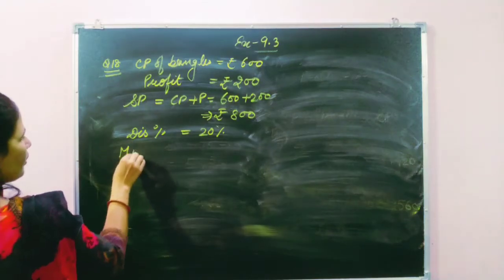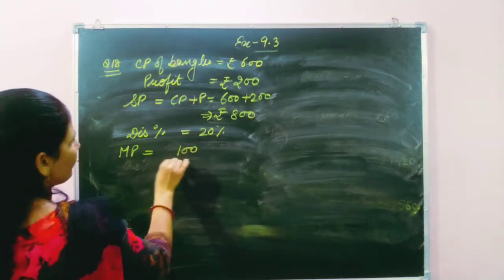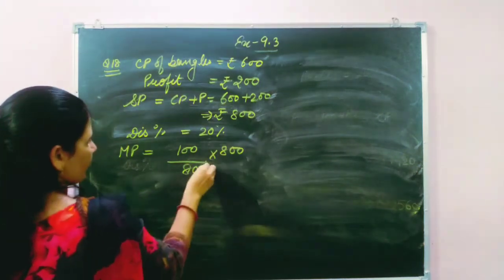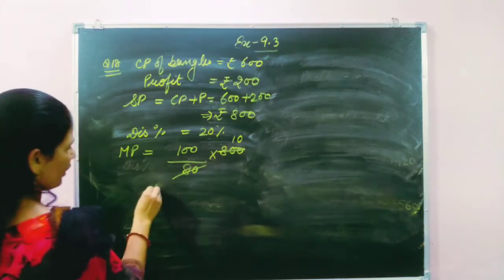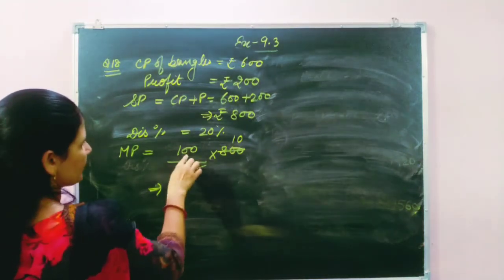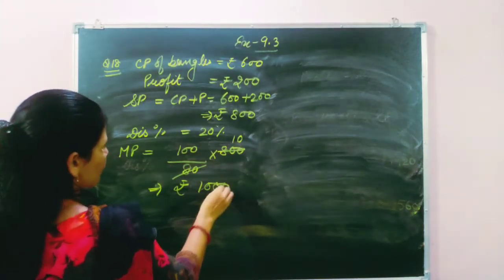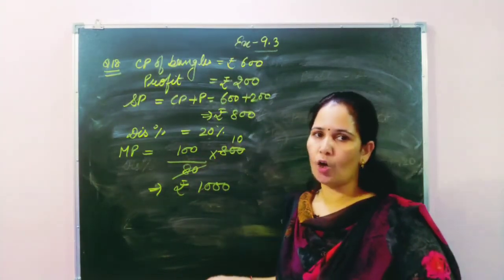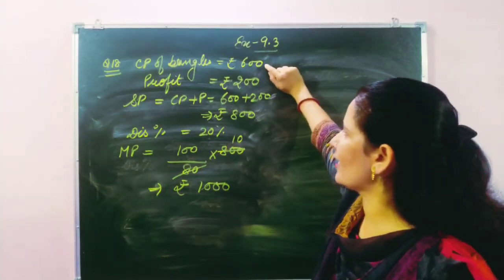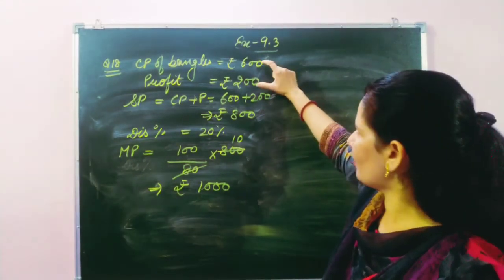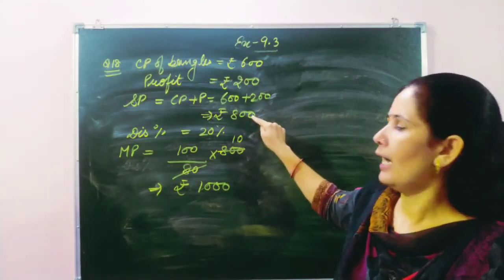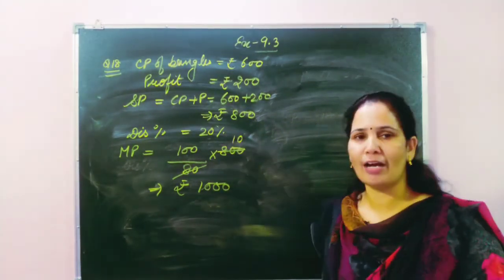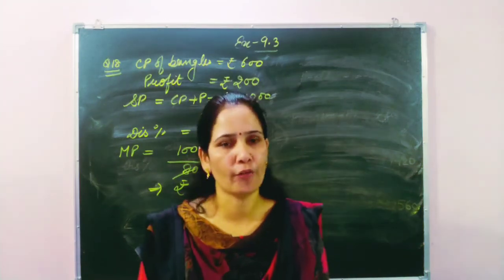Yes, of course. The mark price is 100 minus discount, that means 80, multiplied by 800. 80 10s are 800. Now the mark price of the bangles is 100 10s are 1000. So the mark price for the bangles is rupees 1000. How did we do it? They gave the cost price and profit amount, by adding we get the selling price, and then they gave the discount percentage, and by using the discount percentage we calculated the mark price for the pair of bangles.